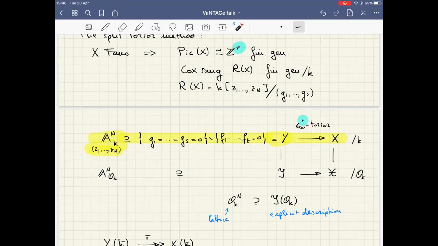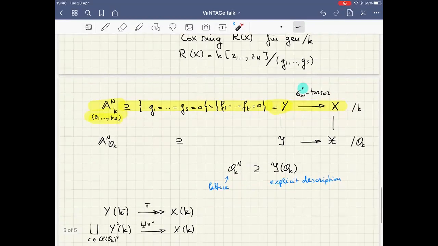This is the picture that we get over the number field. And then in order to use this effectively to count points, the idea is to use the new variety Y, the torsor, to parameterize the points of X, and then somehow lift the problem of counting points on X to a problem of counting points on Y. And the reason why we want to do this is because if we're able to find suitable integral models of X, of Y, inside, which respect this embedding into an affine space.